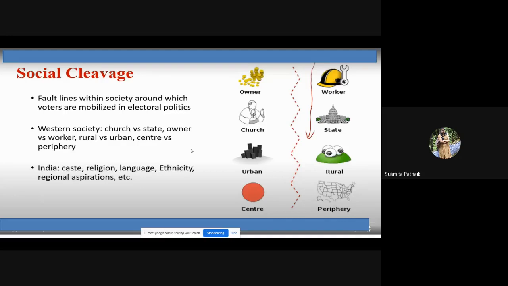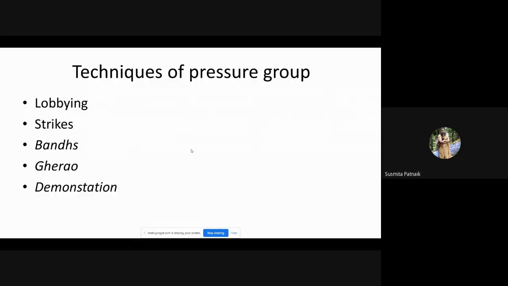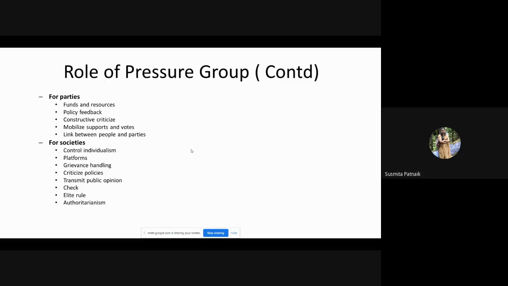Okay students, if you are having any doubt then ask me. Generally in your examinations you have to write about pressure groups, the distinction between pressure groups and interest groups, types of pressure groups, role of pressure groups, difference between political parties and pressure groups, and the last one is the techniques of pressure groups. If you have any doubt, ask me, I am here.